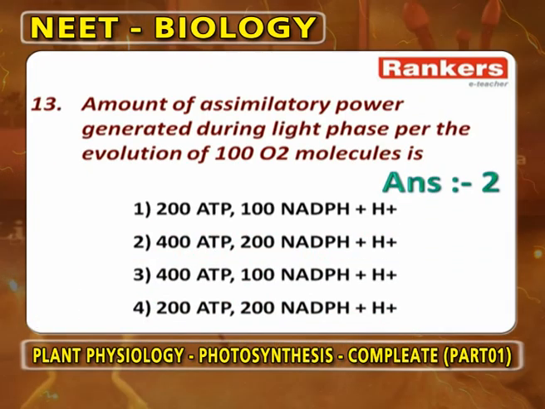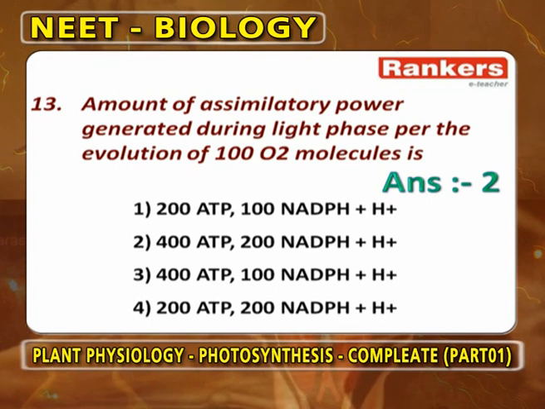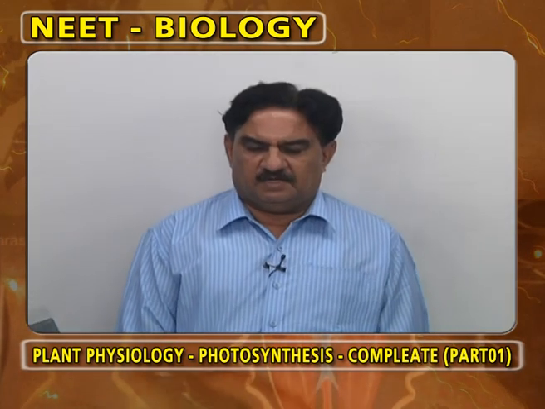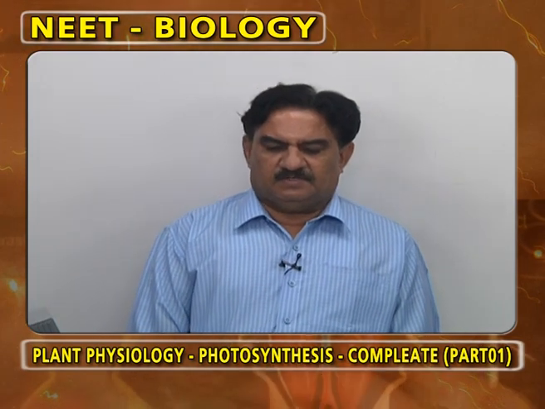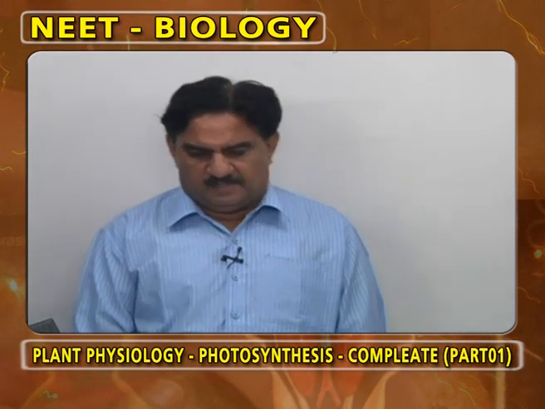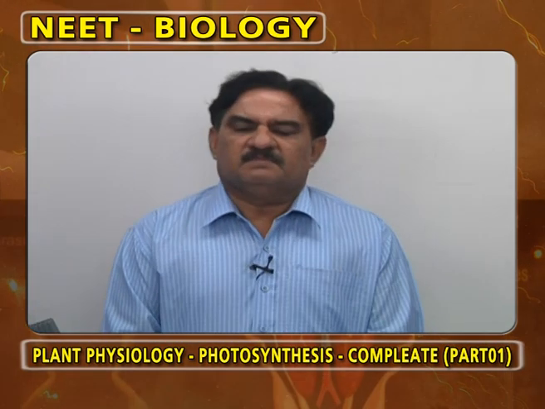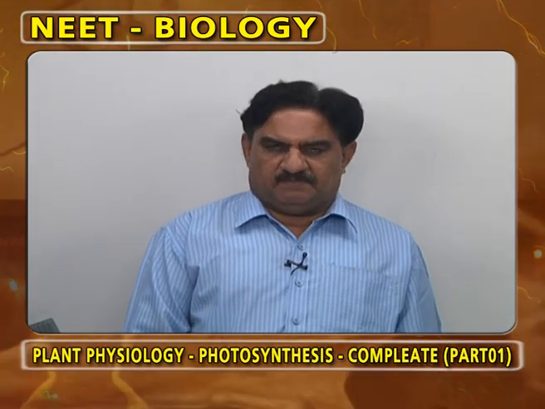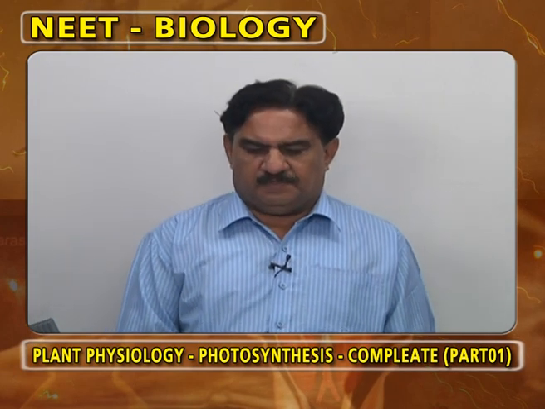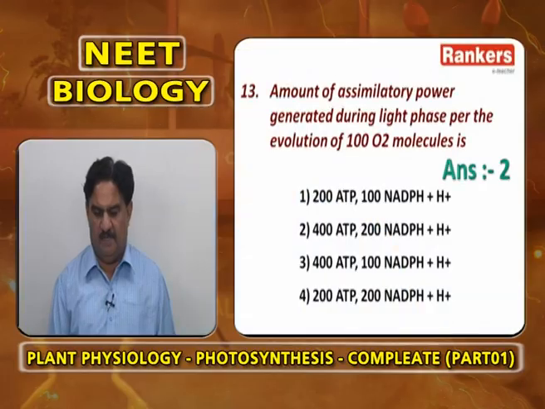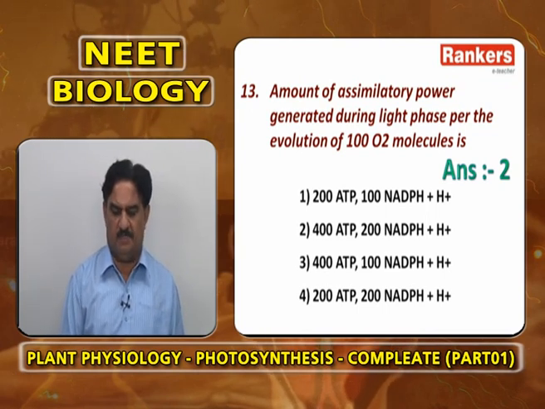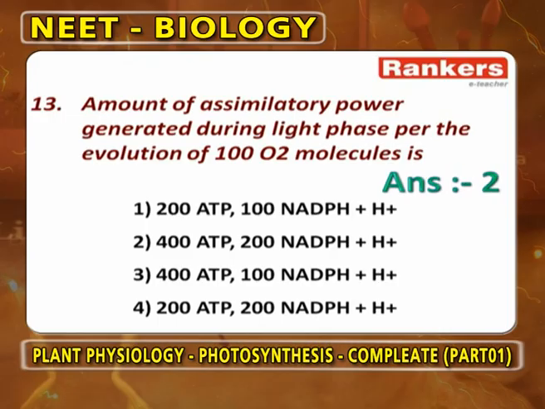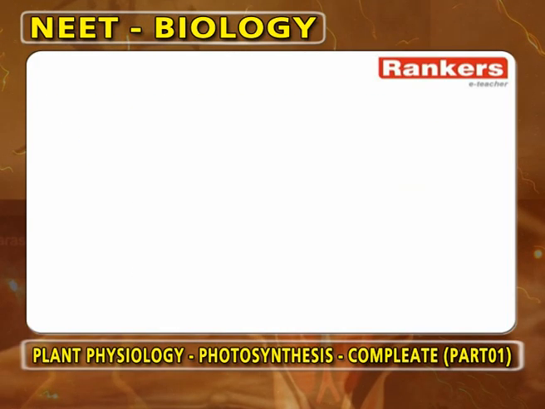Amount of assimilatory powers generated during light phase as per the evolution of 100 O2 molecules. When 1 O2 molecule is liberated, definitely the formation will be 2 ATP and 1 NADPH2. So the answer will be 400 ATP and 200 NADPH2. Second option.